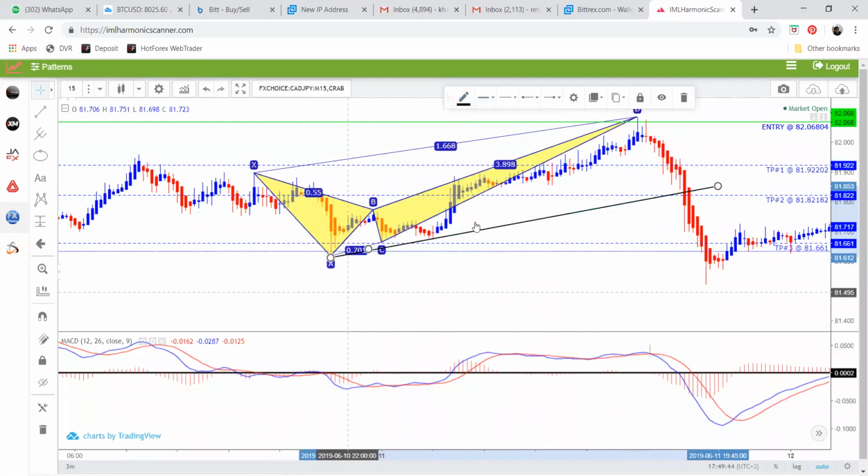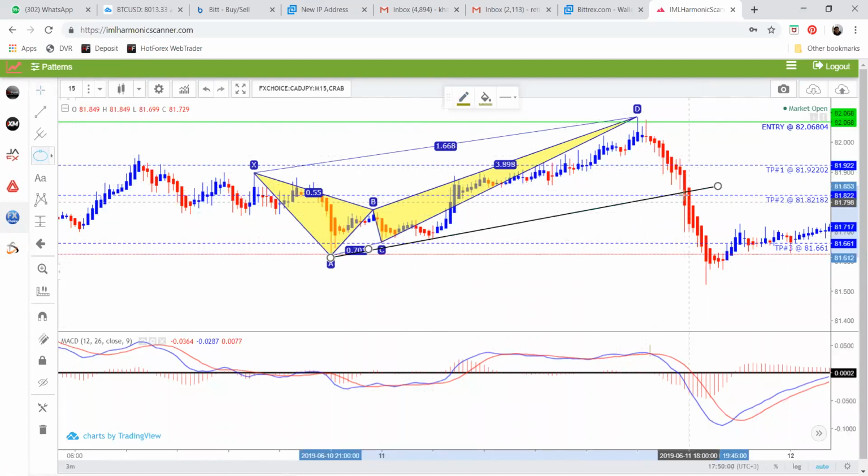All right. Now, 3 things we're looking for before we enter any trade. Number 1, we want to see this candle break our trend line and close below the trend line. You see how it closed right below this trend line right here? So this is our first confirmation to enter the trade. We get a break of the trend line and it closes below. Perfect. Confirmation number 1.